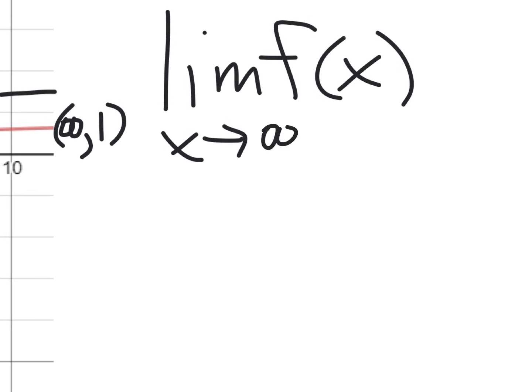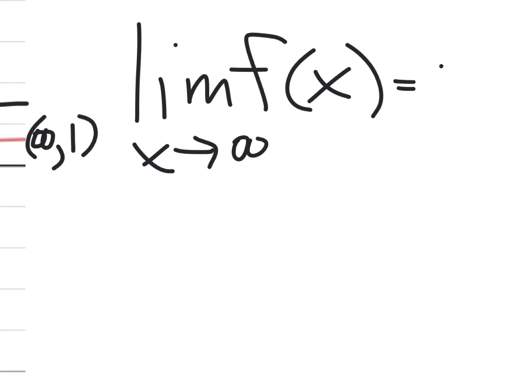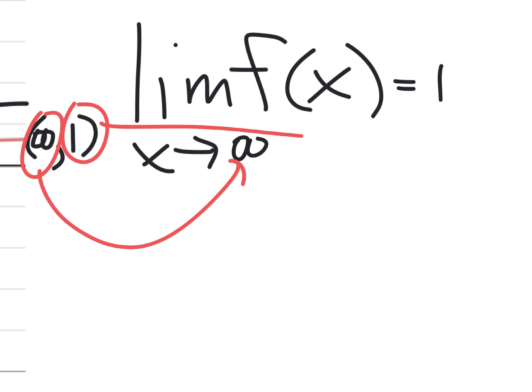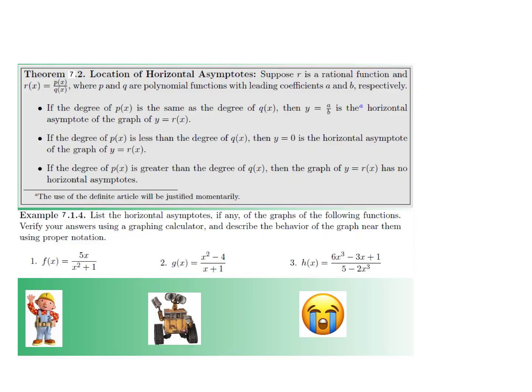As x approaches infinity, the limit of the function would approach 1. And you just take this number, and it's always the x, and then you take this imaginary thing it's headed towards, and it's the y. Okay? All right. Cool. You now know everything. So let's get to the homework.